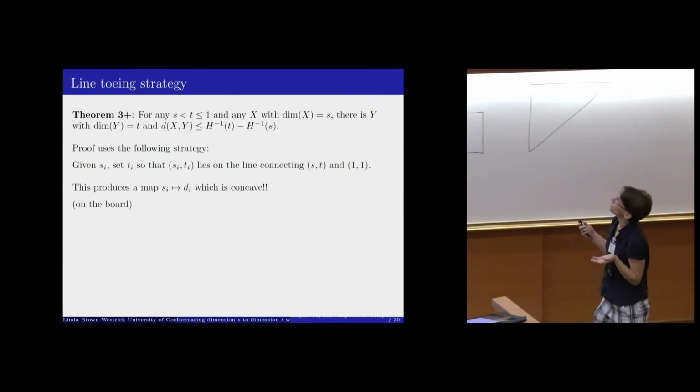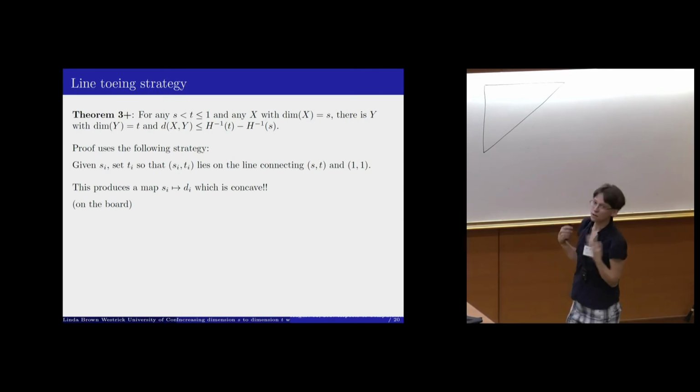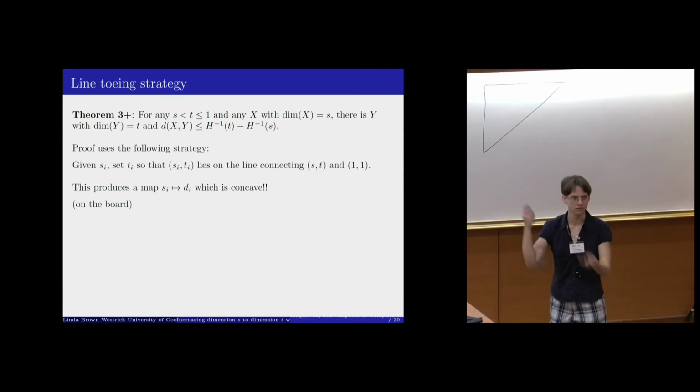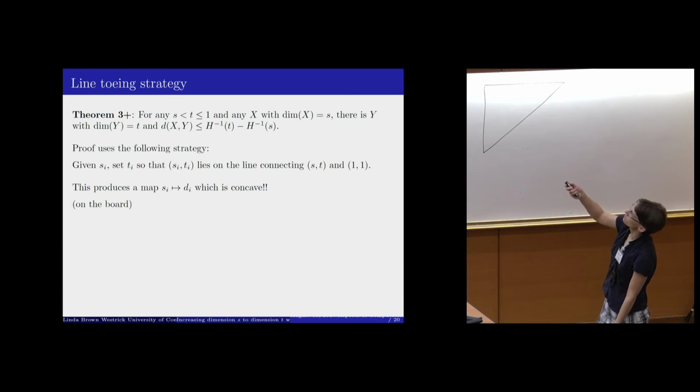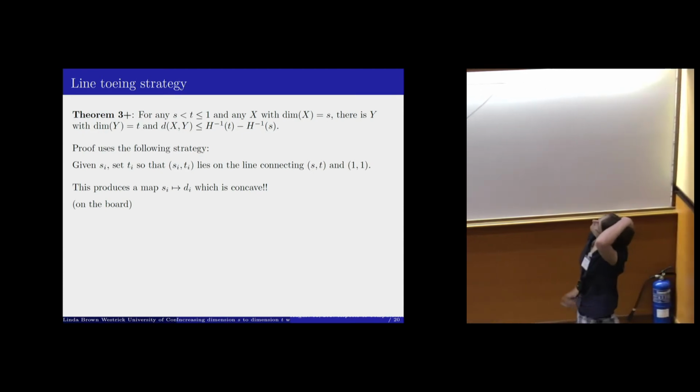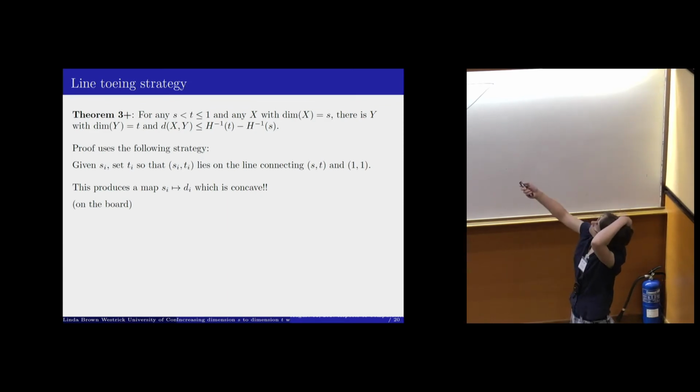However, the desired theorem, the desired generalization, I'm calling it theorem 3 plus, because theorem 3 was just the special case we saw earlier when t was equal to 1. So theorem 3 plus, the generalization for any s less than t less than or equal to 1, is that it is true. If you have any x with dimension s, then you can, within this density of changes, find a y with the dimension of y equal to t.